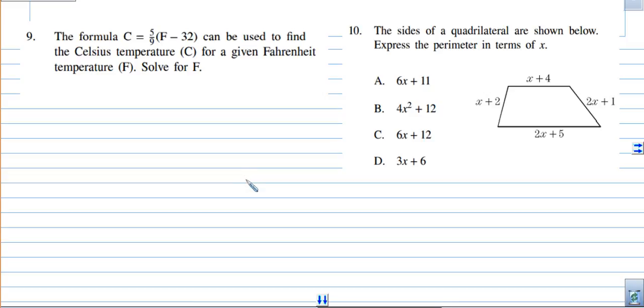On to question 9. Alright. So it says, given this formula, solve for f. So this is one of our literal equations.